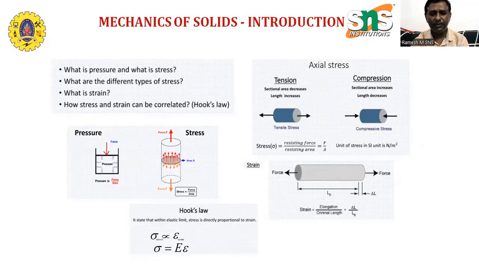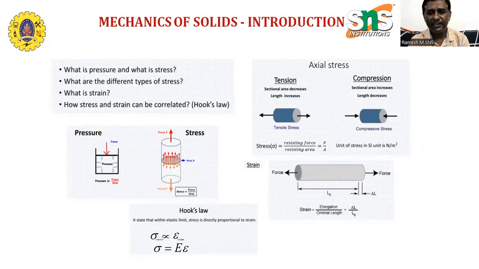What are the different types of beams? Generally, it is simply supported beam, cantilever beam, overhanging beam, fixed beam, and continuous beam. These are the types of beams. And bending moment and shear force are very important terminology we are going to use in beams also.